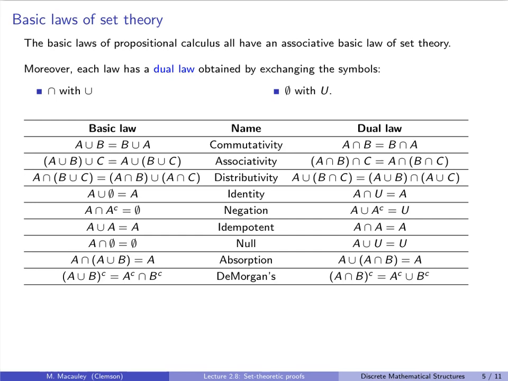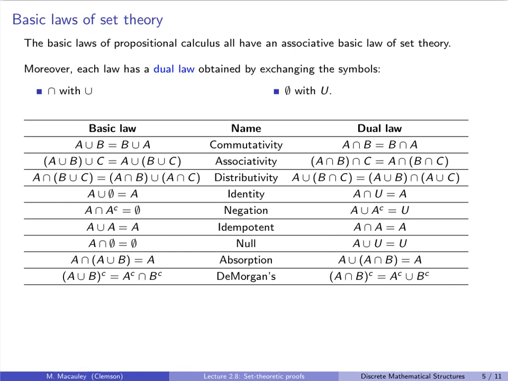Distributive laws are, again, this is the left distributive law, A union (B intersect C) is equal to (A union B) intersect (A union C). And here's the dual law. The identity just says that A union the empty set is just A, and A intersect the universe is A. Does make sense. The negation says that A intersect its complement is empty, and A union its complement is everything.